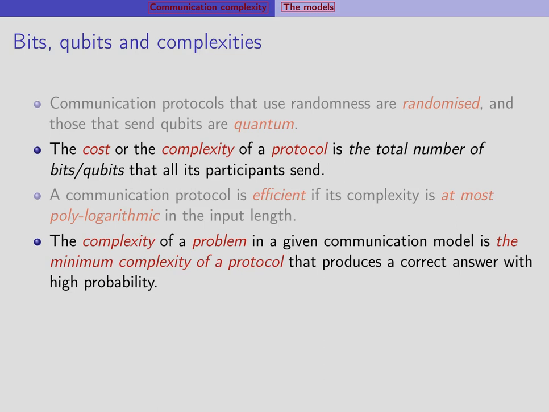The complexity of a problem in a given communication model is naturally the minimum complexity of a protocol that solves this problem in that model.